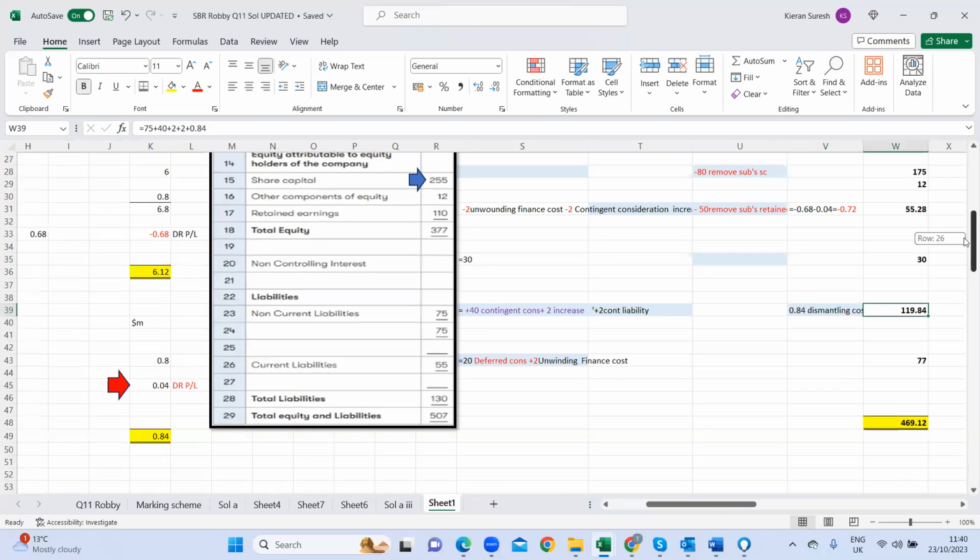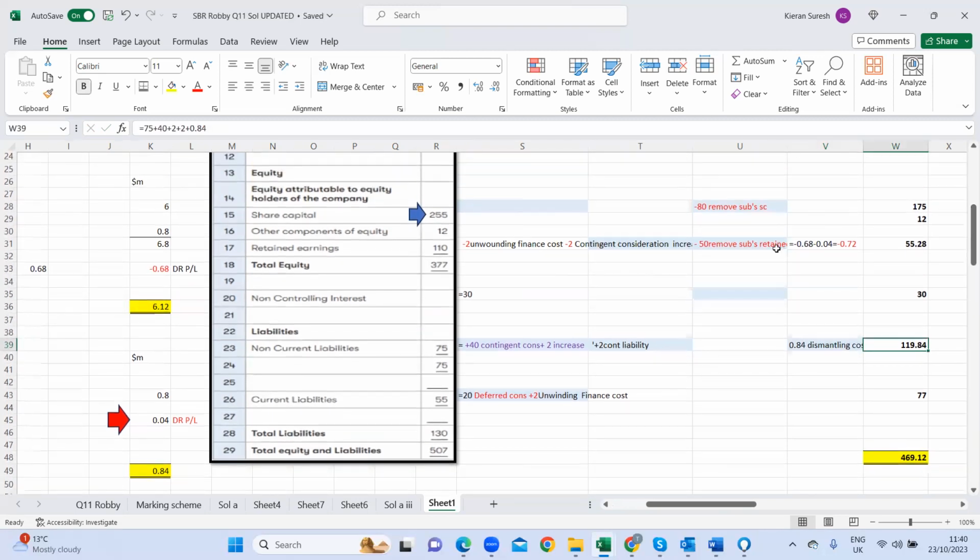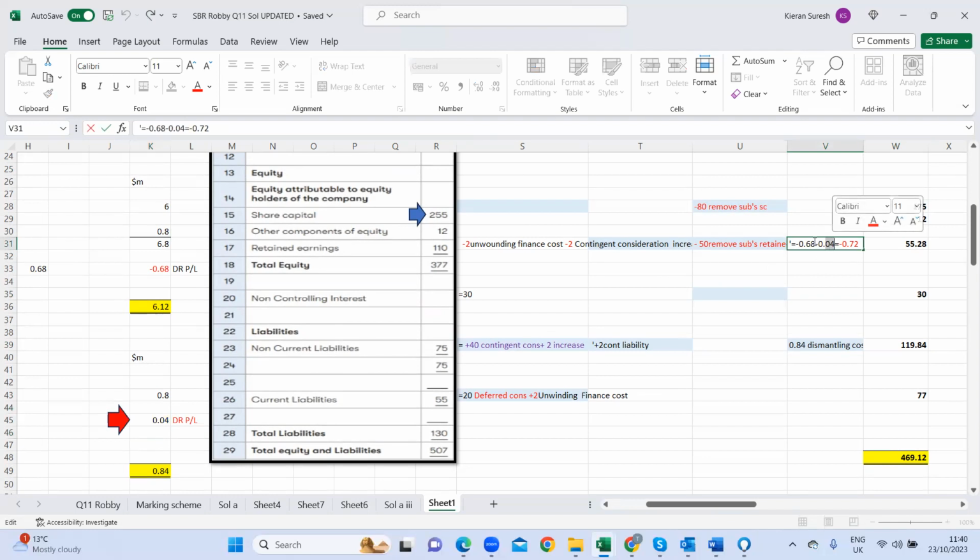Then the next one, I need to charge the 0.04. This needs to be charged to the profit and loss account: debit profit and loss account, finance cost with dismantling, credit the dismantling provision. So I have also done that. The dismantling provision has been done, 0.04. That's done. That's a negative here, right? Because it's a debit to the profit and loss account.